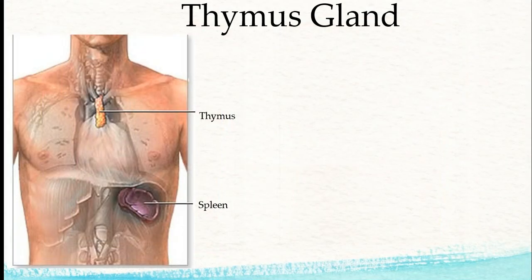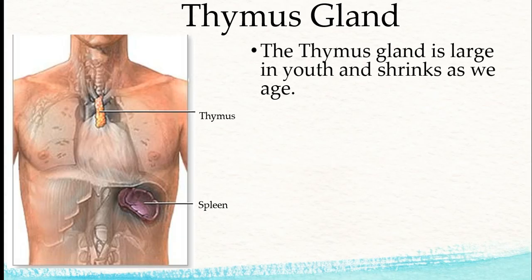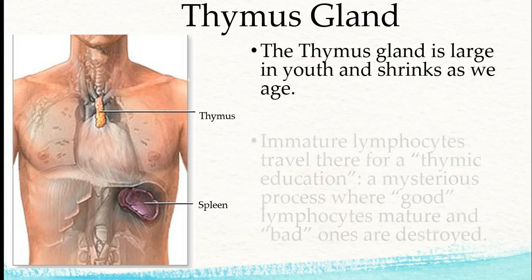All right, our thymus gland. We learned about this in the endocrine unit. Remember, we talked about it being in our chest and how it tends to kind of waste away over time, but it need not if we take the right vitamins, right? It's large in our youth. It shrinks as we age, but we should take our selenium and our zinc and our vitamin D.